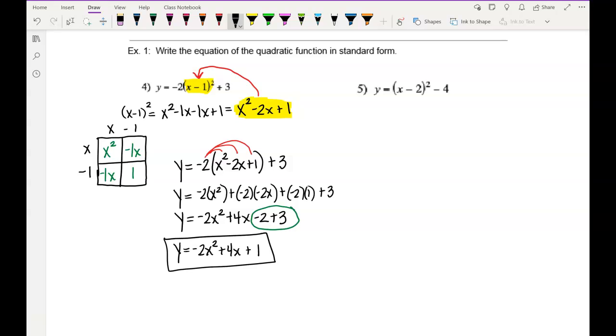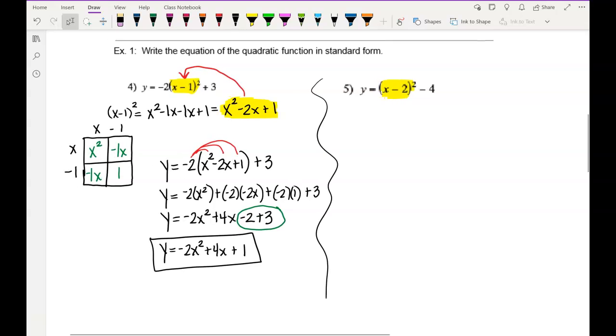So again, the first part is we have to multiply out that parentheses, and then we have to simplify what's left. So here, the next one, I have the quantity x minus 2 squared. So that's what I need to figure out first, is what does that equal?